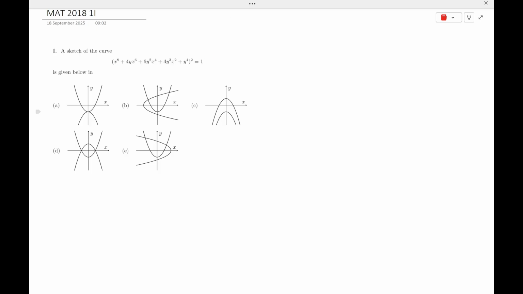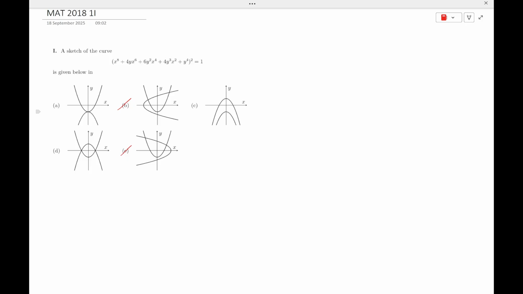see if it has any lines of symmetry. So, for example, if I was to replace x with negative x, would that change the equation? Well, all of my x terms have actually got even powers, so it wouldn't matter if I put, say, 1 or minus 1 as the x value, it wouldn't change the equation. So I can see there definitely should be a line of symmetry in the y-axis, which immediately gets rid of b and e.